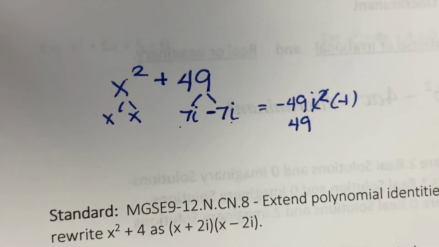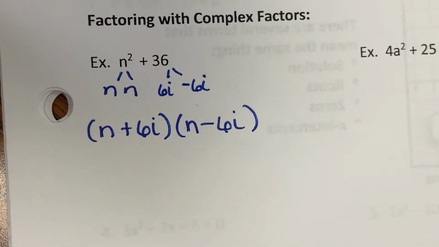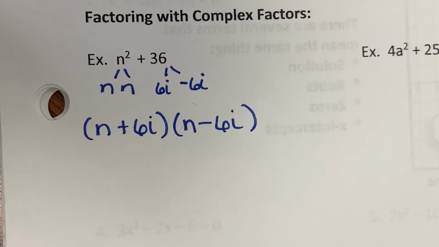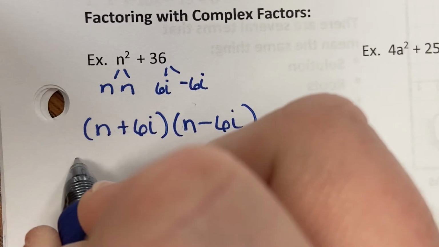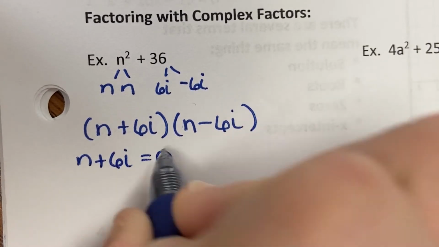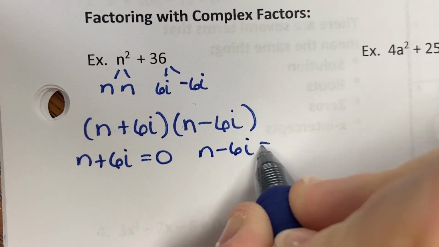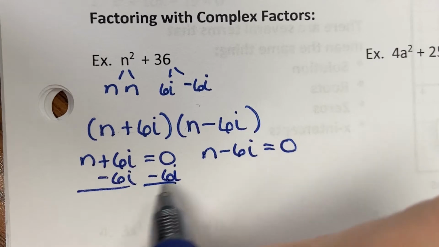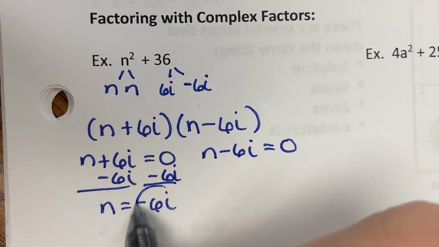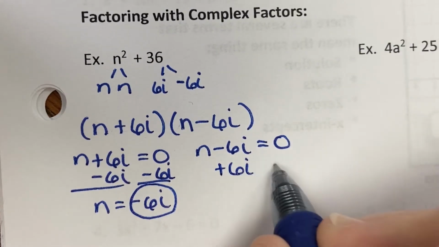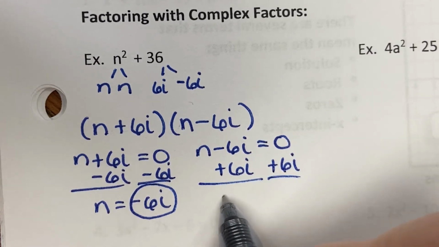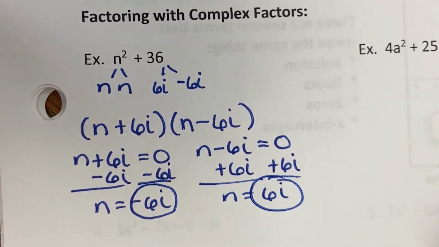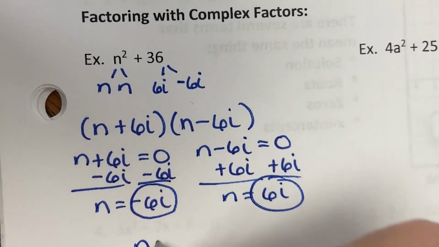Now once you have the complex factors, so if we go back to this problem, then you can set each of those equal to 0 and then solve for your variable. So n plus 6i equals 0, n minus 6i equals 0. So I would subtract 6i from both sides and get a negative 6i. And on this side, I'd add the 6i to both sides to get the positive 6i. So ultimately, our solutions then would be plus or minus 6i.